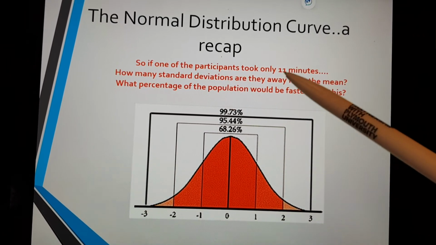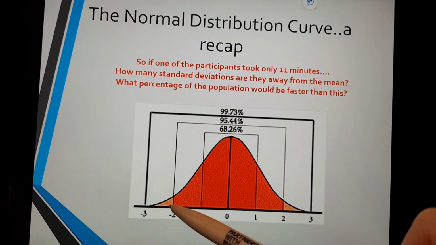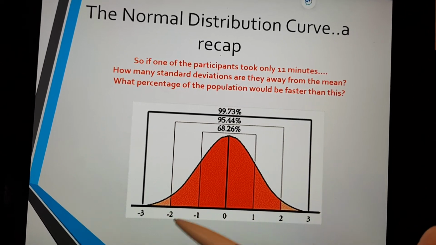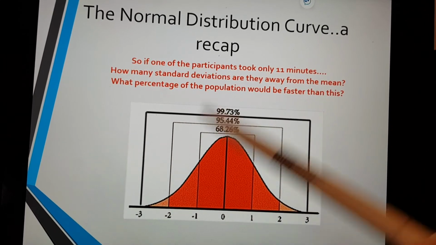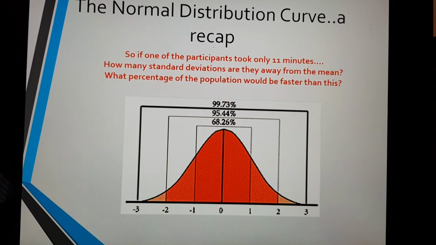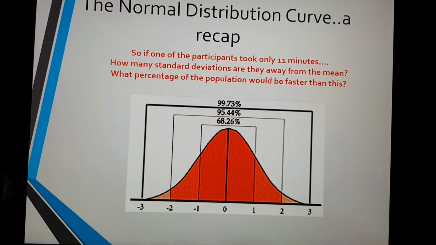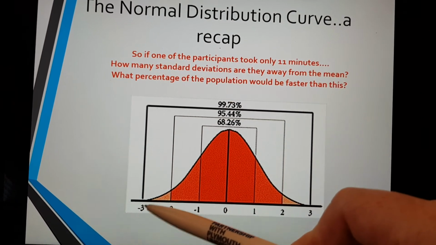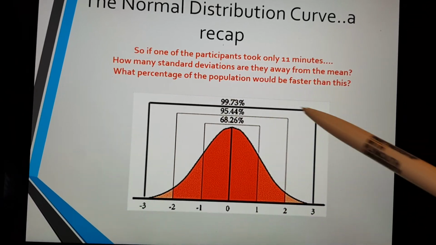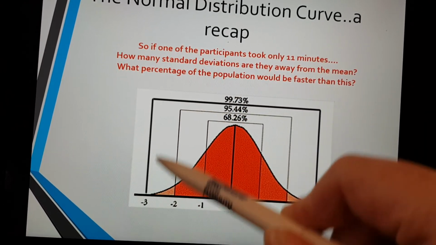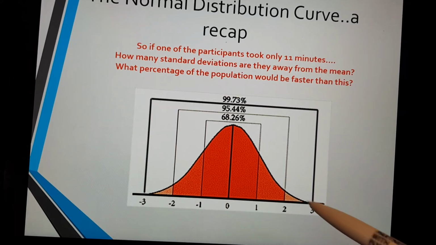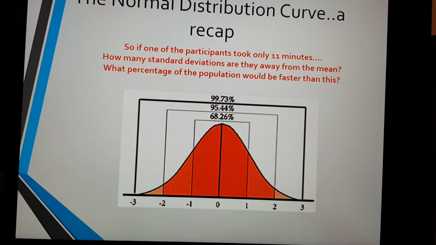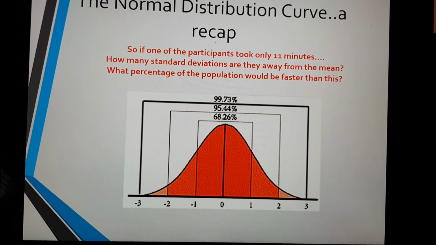Okay, so they took only 11 minutes. So they're going to be here, aren't they? So they're taking less time than the average. So they're going to be 2 standard deviations from the mean. Second question, what percentage of the population would be faster than this in the sample? So they are 2 to 3. Look at the percentages. So if that represents 5% of the population, we're cutting our curve in half. 2.5% of the population would be faster than this. Okay.